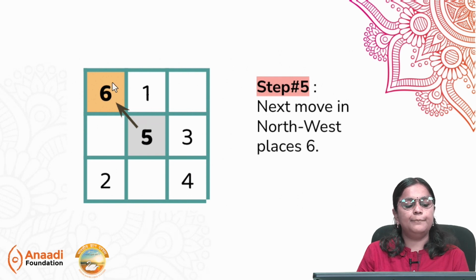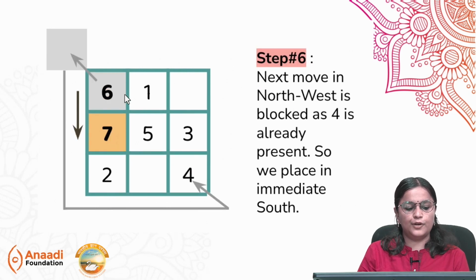From 5, we place 6 in the immediate northwest box. From 6 again, we go to 7 in the northwest box, which falls outside of our magic square, and so we wrap it around. But even when we are wrapping around, we see that it is blocked by the digit 4. So, since we are blocked, we will go to the opposite direction and place it in the south.